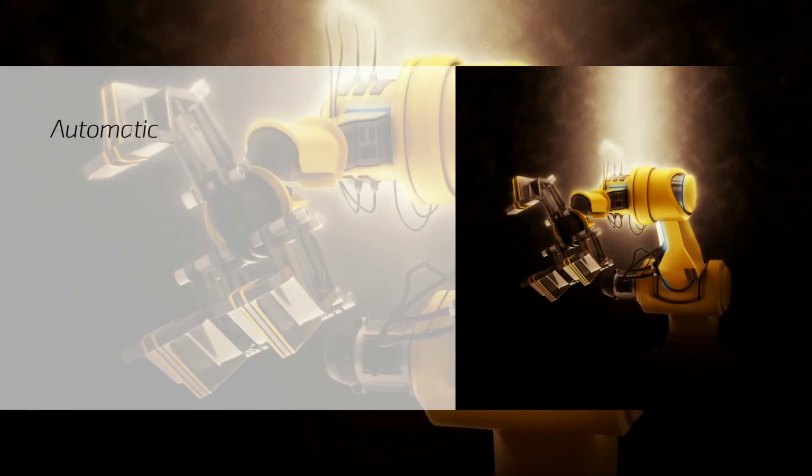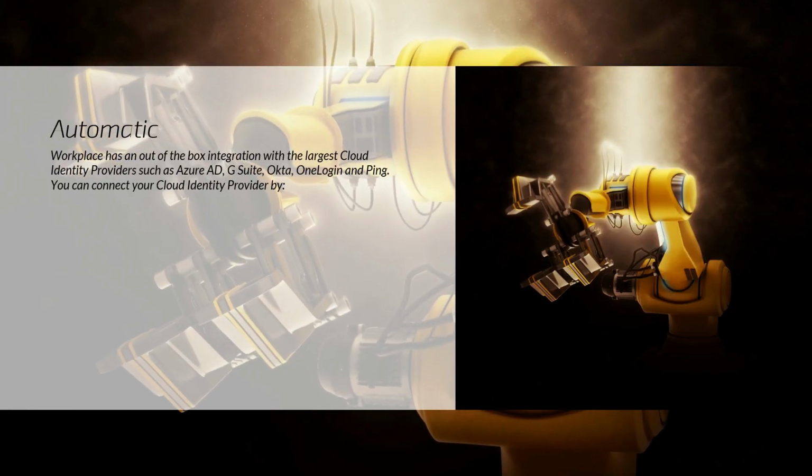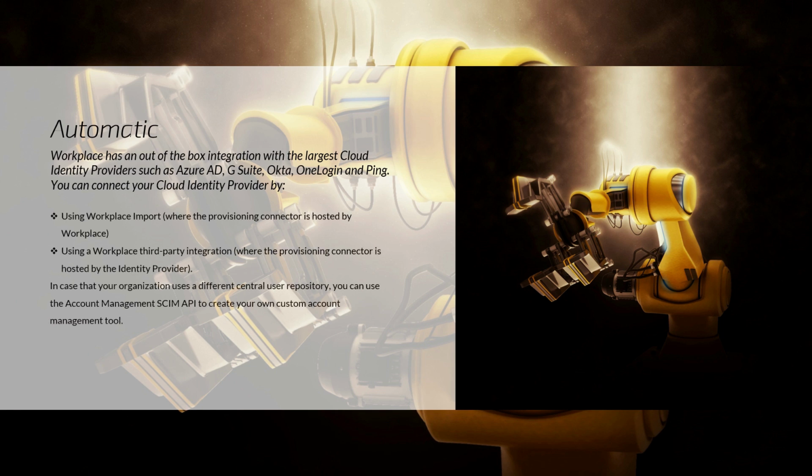Automatic. Workplace has an out-of-the-box integration with the largest cloud identity providers, such as Azure AD, G Suite, Okta, OneLogin and Ping. You can connect your cloud identity provider by using Workplace Import, where the provisioning connector is hosted by Workplace, or using a Workplace third-party integration, where the provisioning connector is hosted by the identity provider. In case your organization uses a different central user repository, you can use the Account Management SCIM API to create your own custom account management tool.